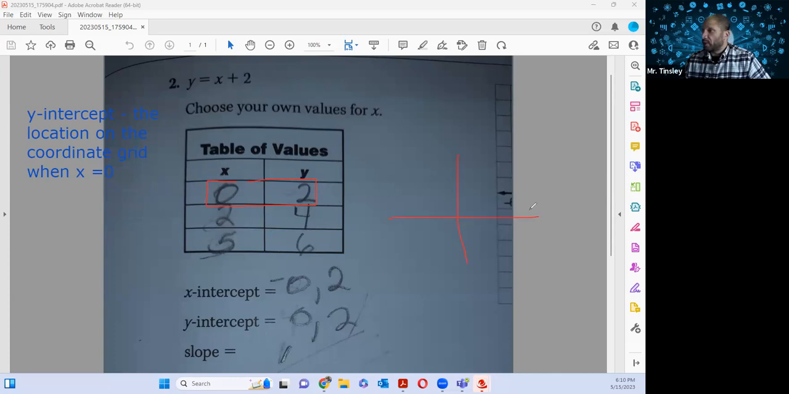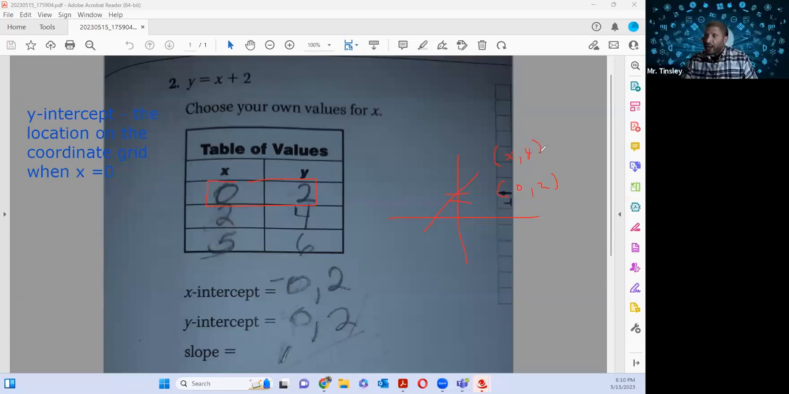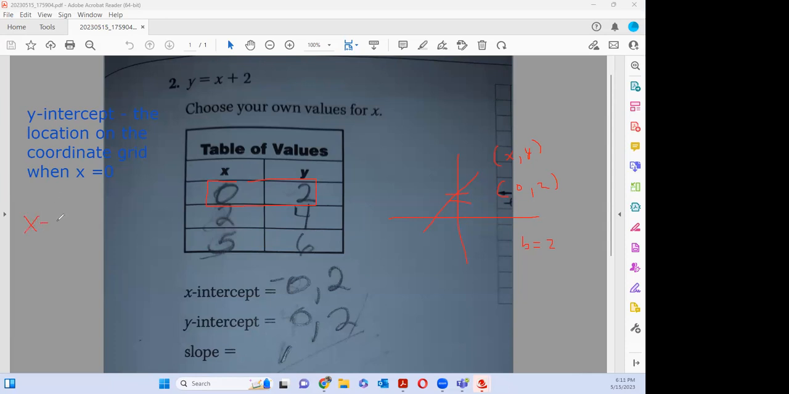So you had a graph, 1, 2, line crosses right there. So this location is 0, 2. But what you gotta notice is every ordered pair is x, y. What I said was, okay, the slope is 1, the y-intercept is 2. But the location, the ordered pair is 0, 2. So what you should deduce from that, if the y-intercept is the location on the coordinate grid where x equals 0, it's gonna be 0, 2.